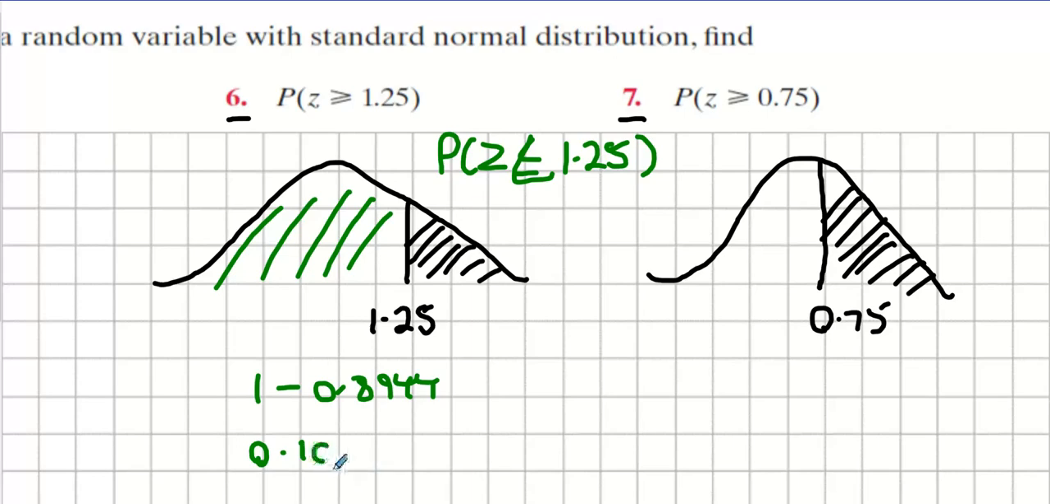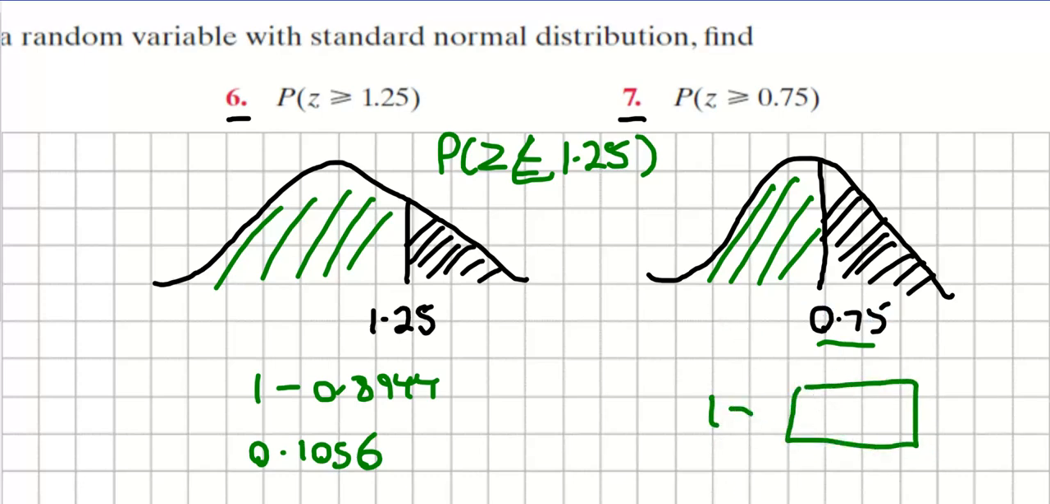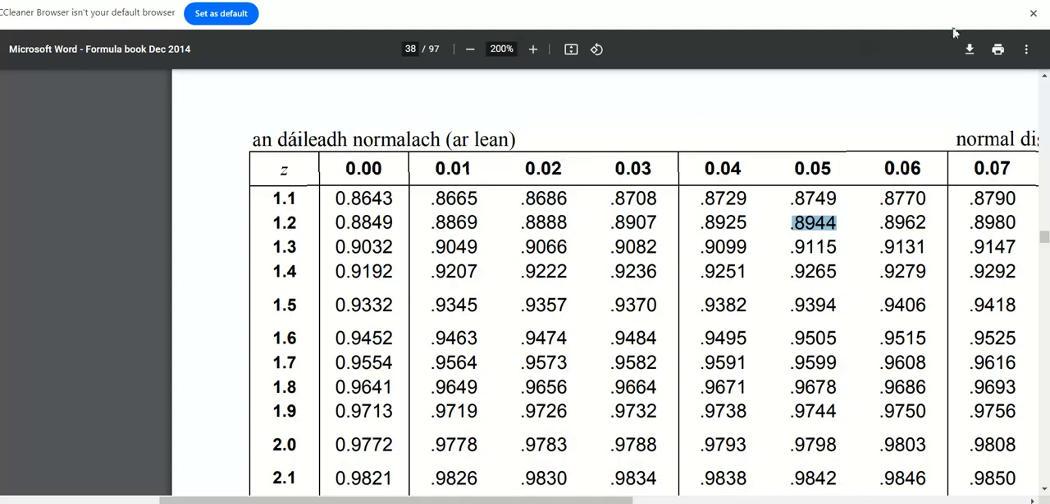Who got 1056? Yeah. Do the same thing for the next one. A set score of 0.75. We're going to take away the green region from 1. 1 take away whatever is below 0.75. Once again, we go to tables.